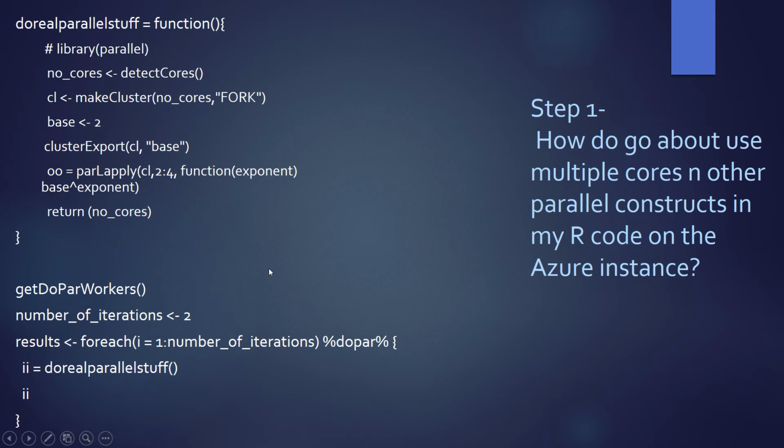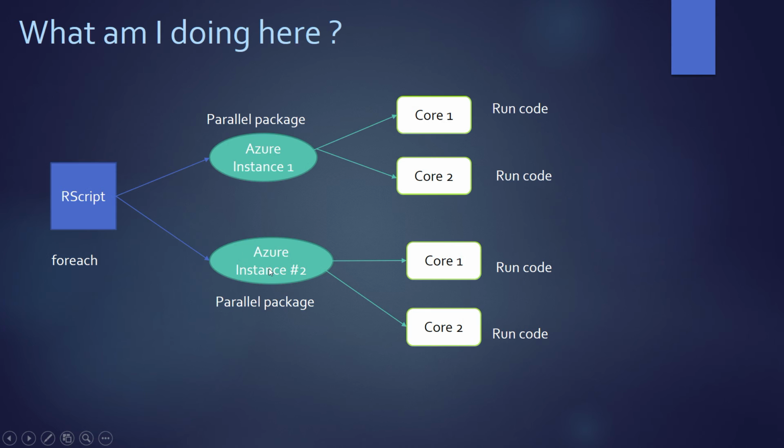All right, so coming back to the code, what's really happened inside the code? I have my R script, which is running out of my R session, but I've gone ahead and done a foreach, which runs on individual Azure instances 1 and 2, and they load the parallel package, and then they run the code on core 1, core 2, and so that's how I've gone one degree further in parallelization. So this is taking it to the next level, where I'm actually using the parallel package.